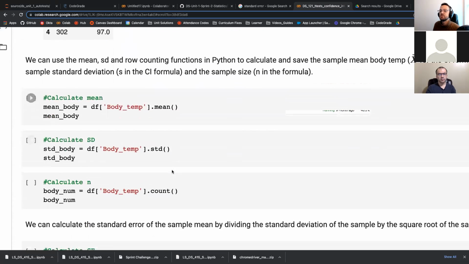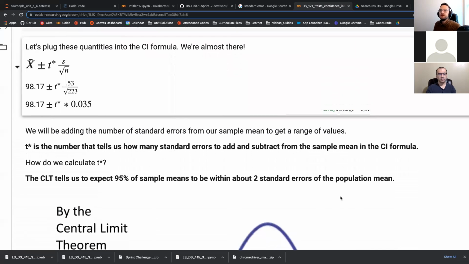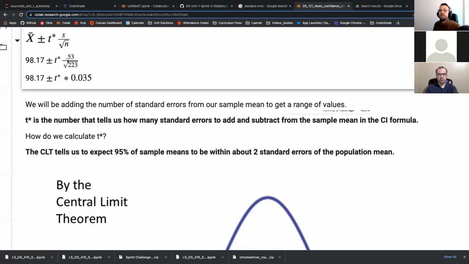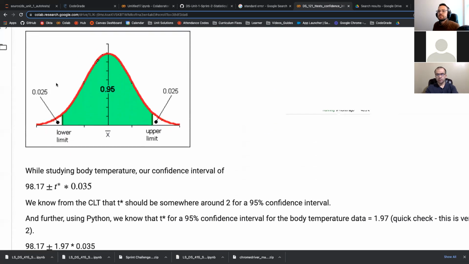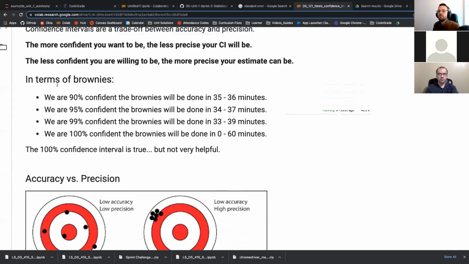So let me see if I can show you as an example. We've taken all of these different values. We understand that we calculate our margin of error. We still have our critical score. Let's move away from that.